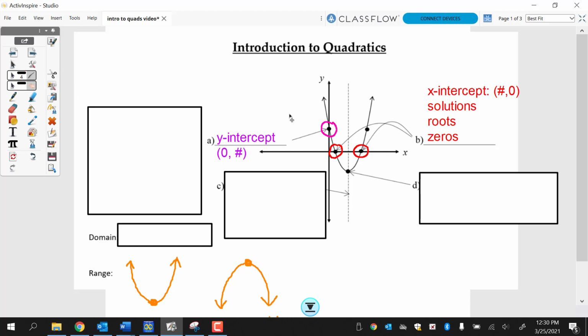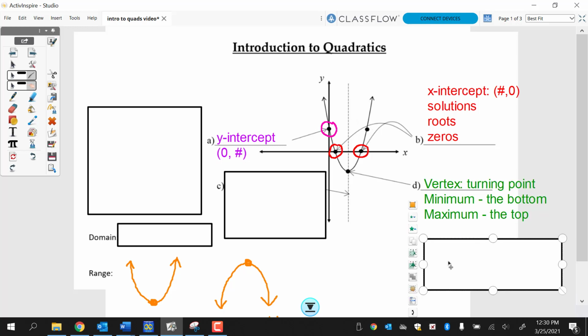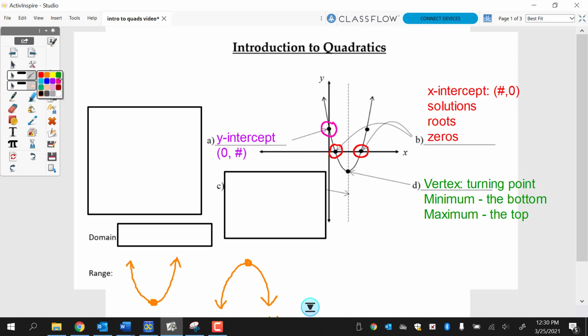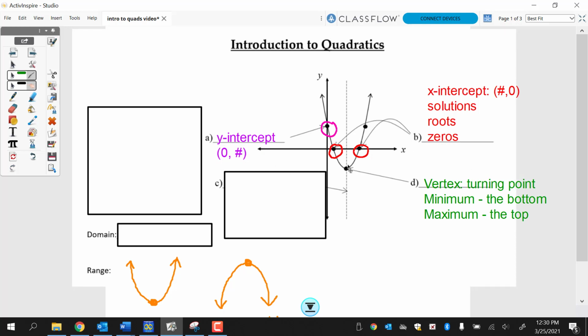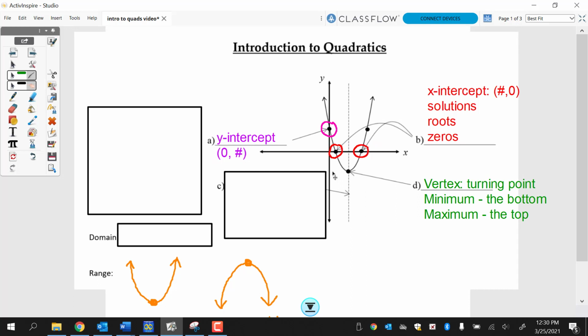The next one we're going to talk about is the point where the graph turns. So either the very bottom of the graph, or if it's a rainbow-shaped graph, then it would be at the top. That's called the vertex. That is the turning point of the graph. So I'm going to circle that in green, right here. Green. That is our vertex.